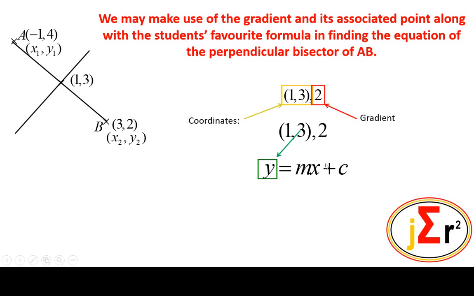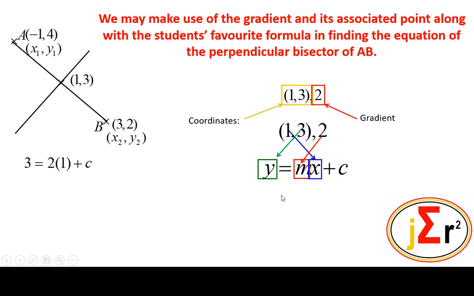Now, the value of y is 3, as we see. The value of the gradient is 2, and the value of x is 1. Y is equal to mx plus c. 3 is equal to 2 times 1 plus c. C is the only thing that we do not know.